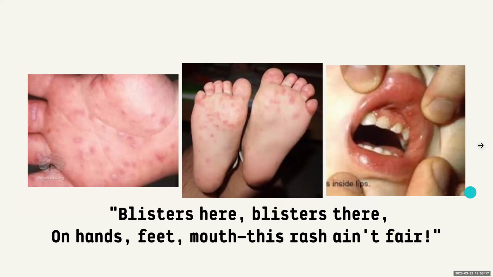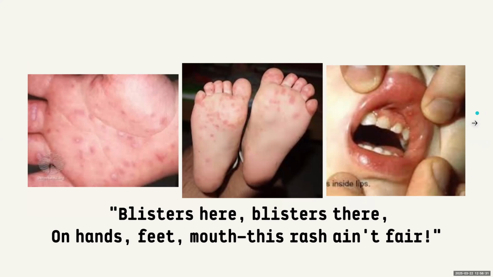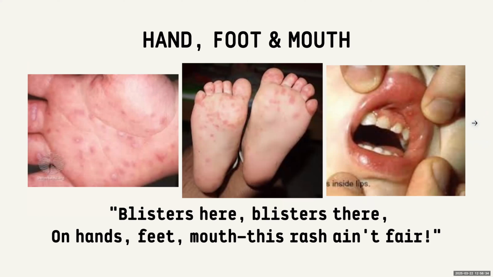This might be the last one or not. Blisters here, blisters there, on hands, feet, and mouth. This rash ain't fair. Hand, foot, and mouth. It's from the Coxsackie virus, which GNM does not recognize. So now I'm thinking, okay, how does this happen from a GNM perspective?